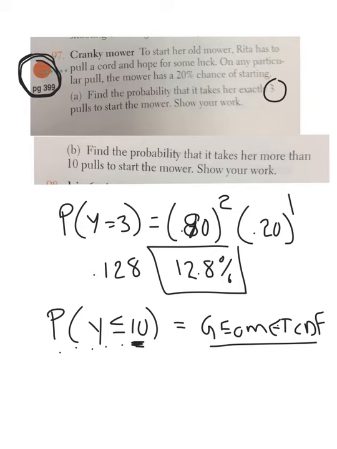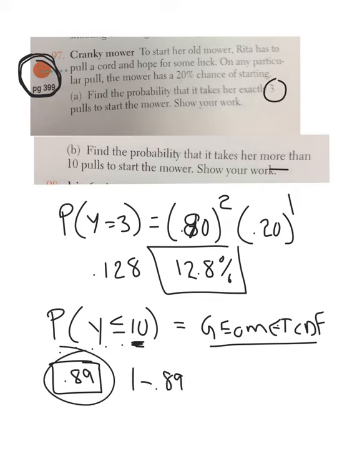So when I put it in the calculator, I got 0.89. So that's the probability it's going to take anywhere from 1 to 10 pulls. But we want to know it takes more than 10 pulls. So we're going to take this and subtract it from 1. 1 minus 0.89. And what do you get for that? So what is that, 11%? So there's an 11% chance that it would take more than 10 pulls to start this mower. There we go.